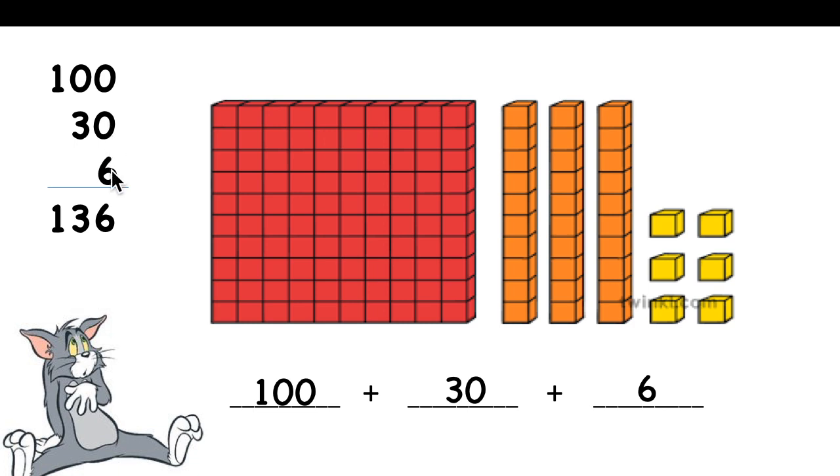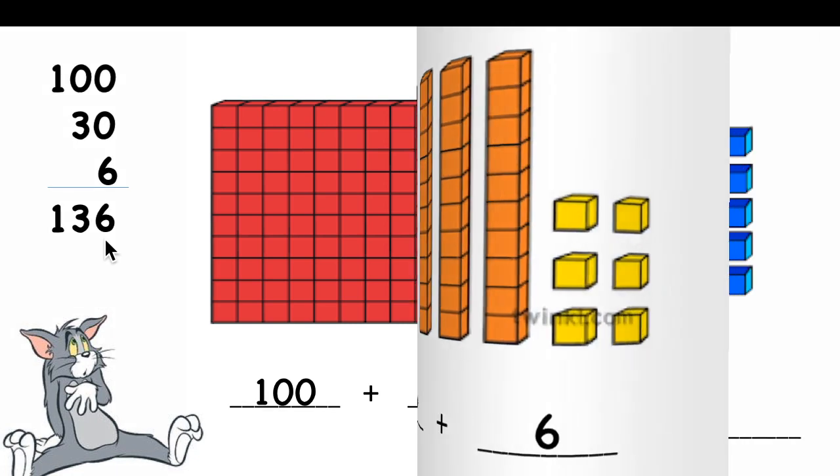0 plus 0 plus 6 equals 6. 0 plus 3 is 3, and 1 will be copied down. It will give me the final number, the number written in the standard form. That is another form, standard form.